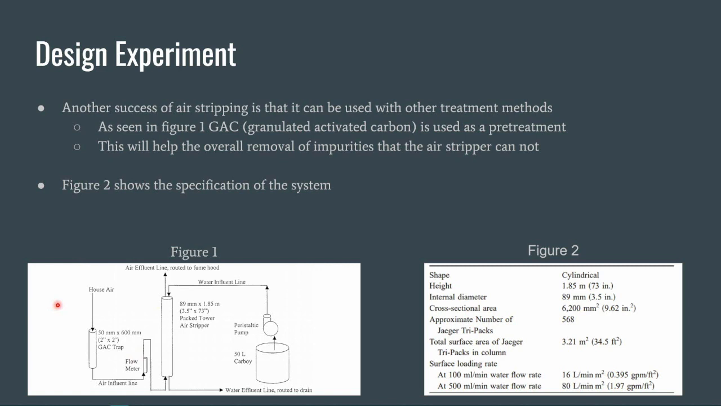Once the house air runs through the GAC to remove the unwanted materials, it will proceed to the flow meter where the desired air-to-water ratio is chosen. This is also true for the 50-liter carboy, where the pump will push the desired ratio to the air stripper column. In Figure 2, the specifications for the system can be seen. Later, you will see how these specifications affect the cost of the project, but for now, on to applicability and limitations.